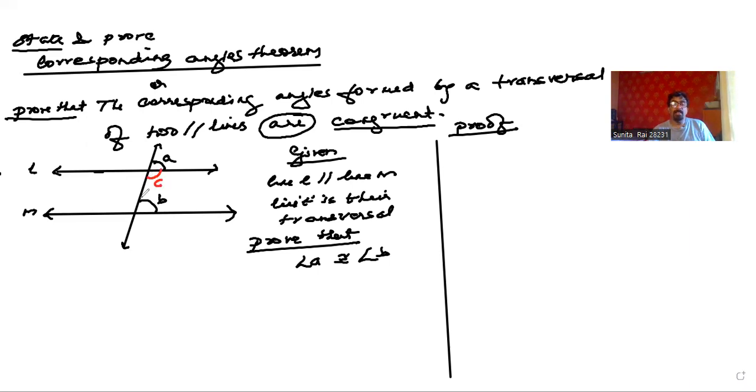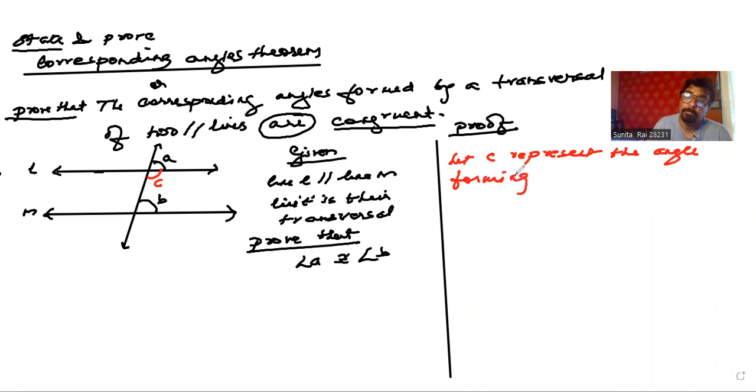Let C represent the angle forming an interior pair with angle B. So remember, children, now whenever you see interior angles, the fundamental theorem must come to your mind: interior angles are supplementary. So don't you agree? Suppose I want A.